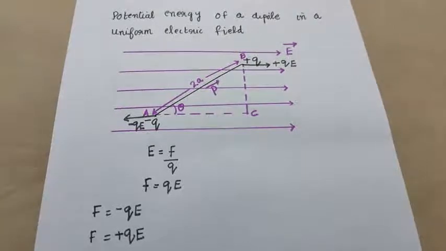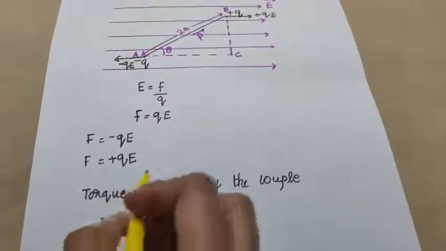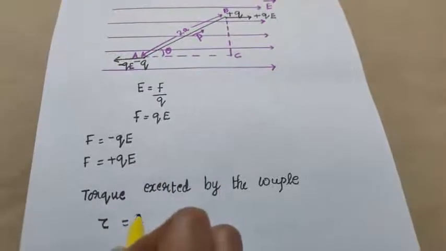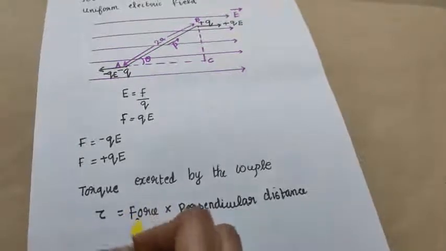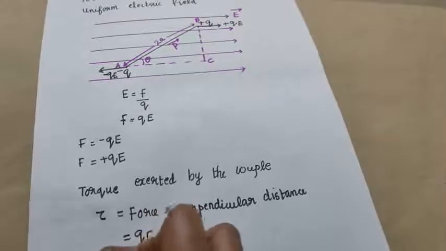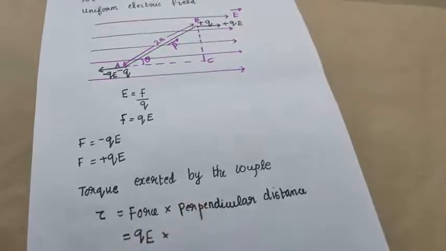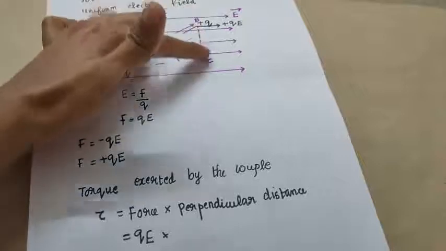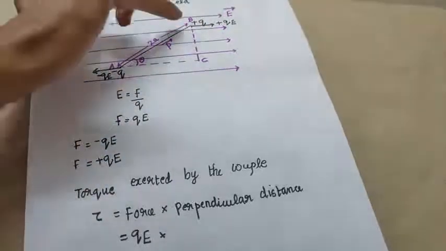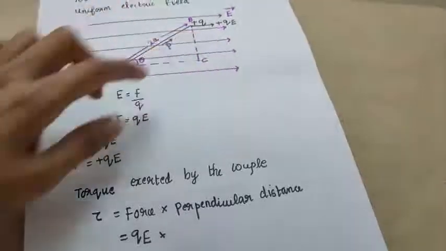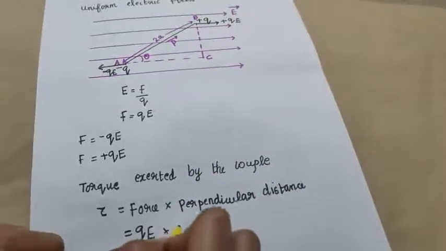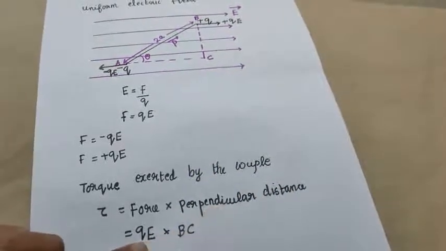Okay. The torque exerted by the couple, we know torque is equal to force into perpendicular distance. And the magnitude of the force is QE, and in the figure the perpendicular distance is BC. That is, when you consider this right angled triangle, the perpendicular distance is BC. So torque tau is equal to QE into the perpendicular distance BC.